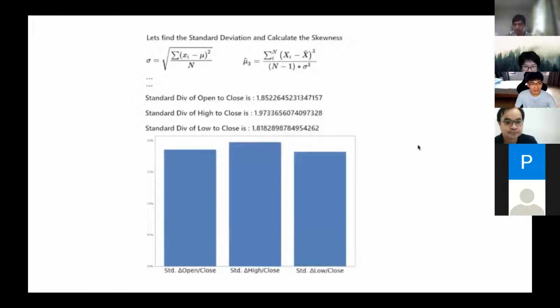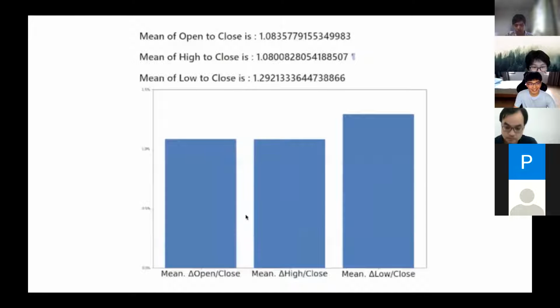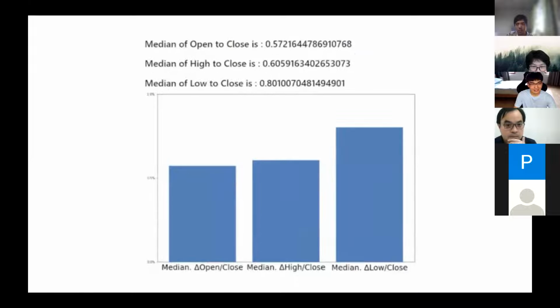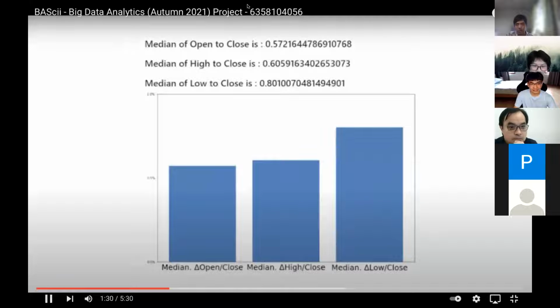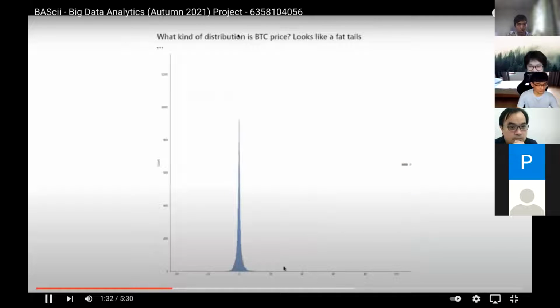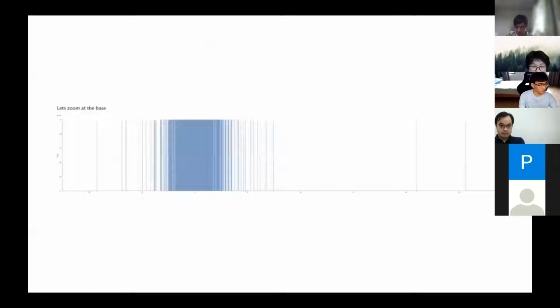We calculated the standard deviation to confirm it, and it's from the high. However, when calculating the mean, the low has more mean. And given the median, here's the distribution of the Bitcoin price, which I think might look like a pattern. When zooming on the base, it might look like a log normal distribution, but more favoring this side.